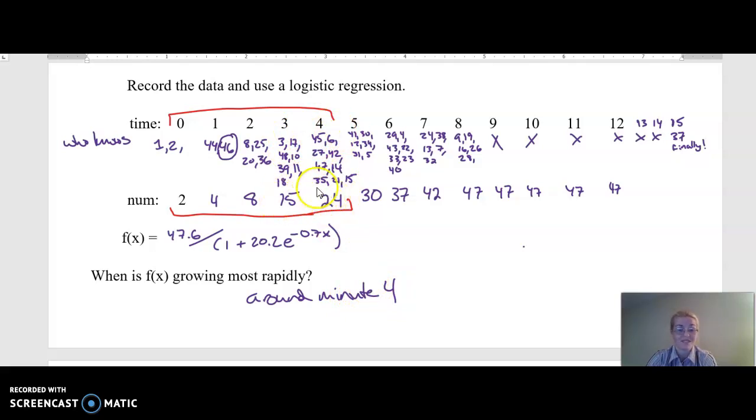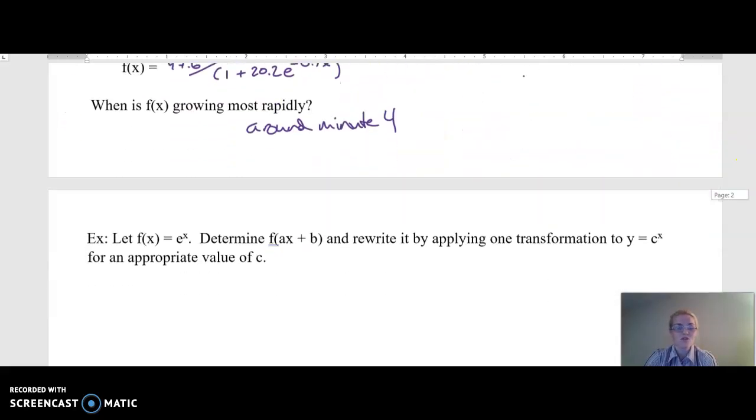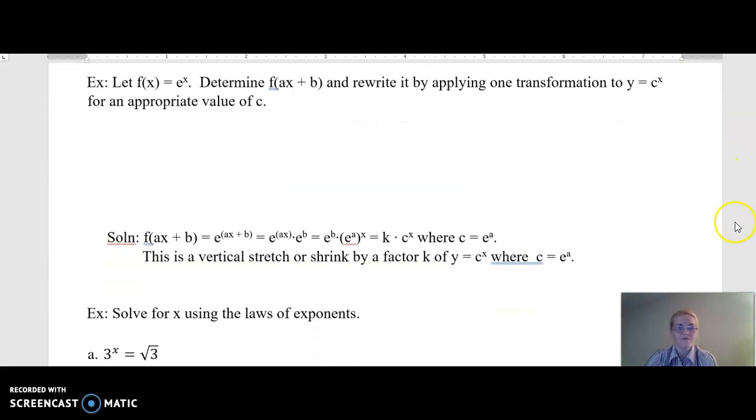From 15 to 24, there's 9 new people. And then from 24 to 30, that's 6 new people. So around minute 4. Okay. So just a few more things from the last little bit of 3.1.